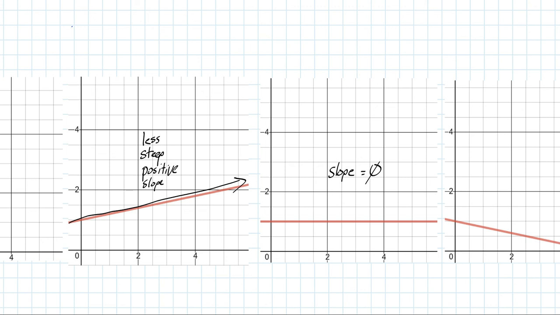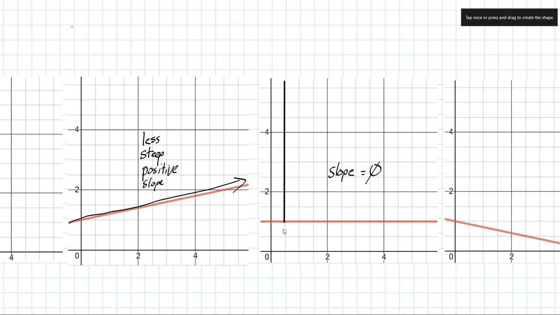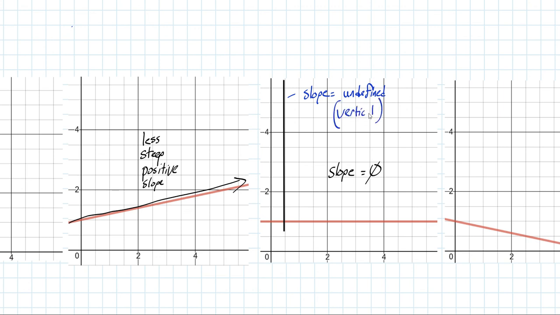I forgot to plot one, but if we did have a line that went straight, hang on a second, I'll put a line in here, a line that went straight up and down, so no rise, no run, we would say that this one has, well, we can't. We're going to call this slope undefined. So for a vertical line, we say that the slope is undefined.